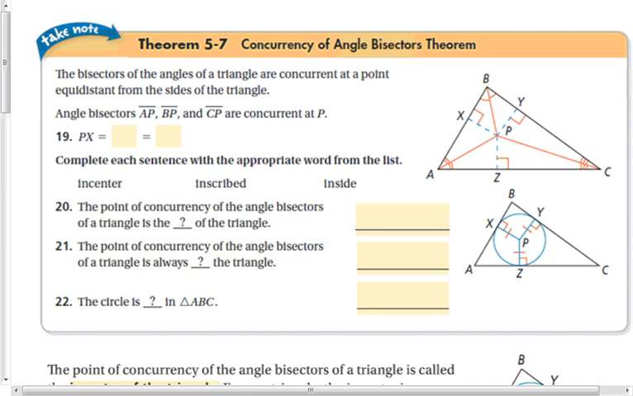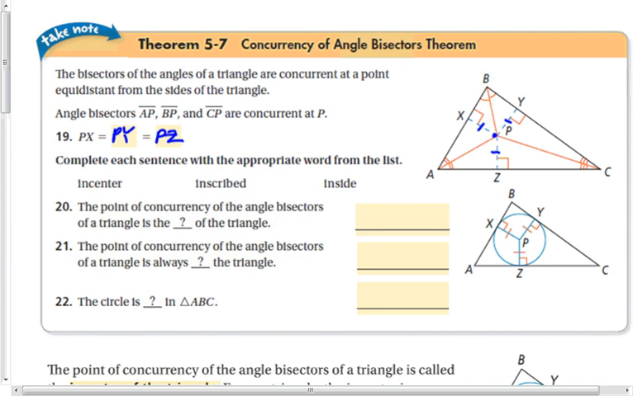All right, here's theorem 5.7, the concurrency of angle bisectors theorem. The bisectors of the angles of a triangle, so now we're bisecting the angles, not the sides, are concurrent at a point equidistant from the sides of the triangle. So once we find this spot, it'll be equidistant there. So PX is equal to PY is equal to PZ.